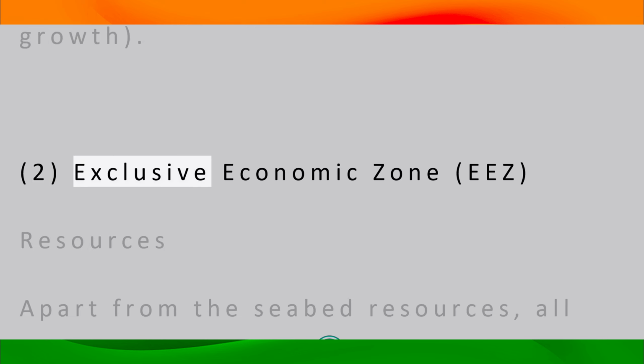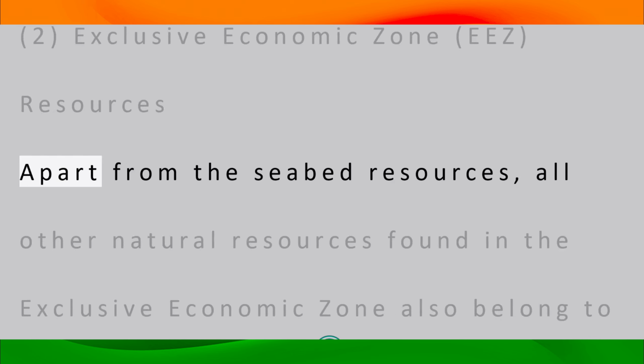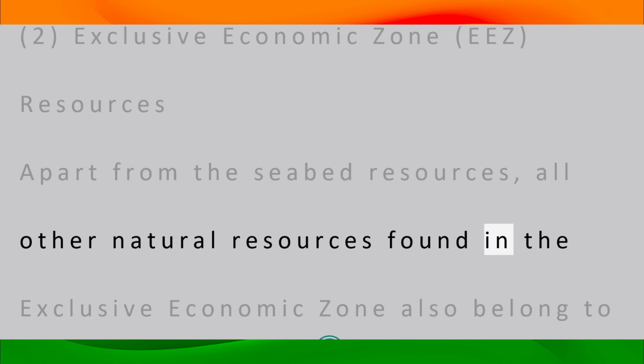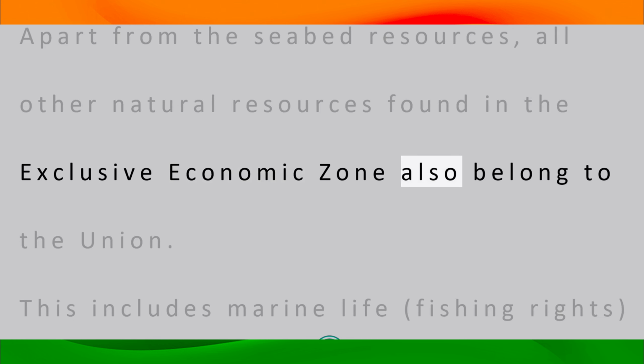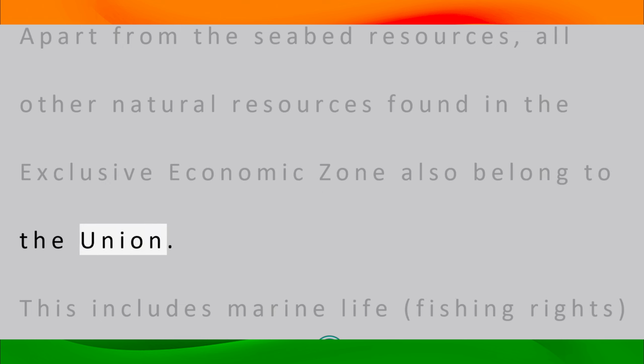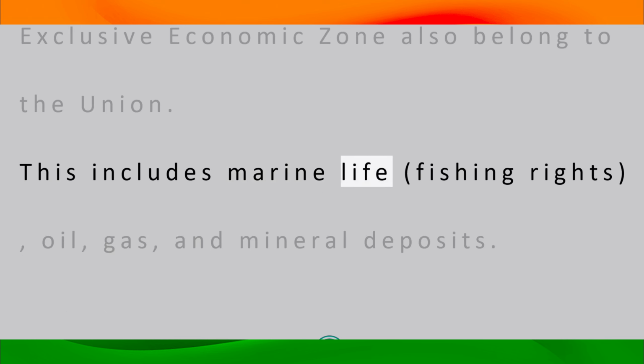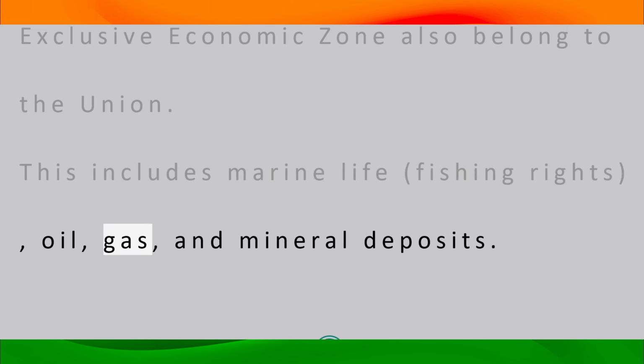2. Exclusive economic zone, EEZ, resources. Apart from the seabed resources, all other natural resources found in the exclusive economic zone also belong to the Union. This includes marine life, fishing rights, oil, gas, and mineral deposits.